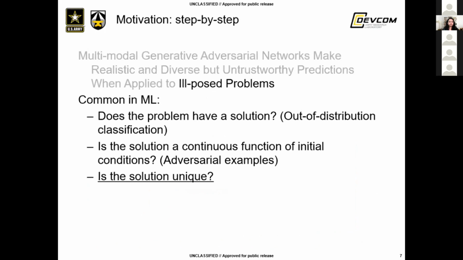And this type of problem is one type of ill-posed problem. Ill-posed problems show up all the time in machine learning. A problem is ill-posed if it doesn't have a solution, which should remind you of out-of-distribution classification problems. It's ill-posed if the solution is not a continuous function of initial conditions, like adversarial examples where a small change to the input can produce a large change in the output. And it's ill-posed if the solution is not unique, which is the case here. So this is a subset of a much broader class of machine learning related problems.